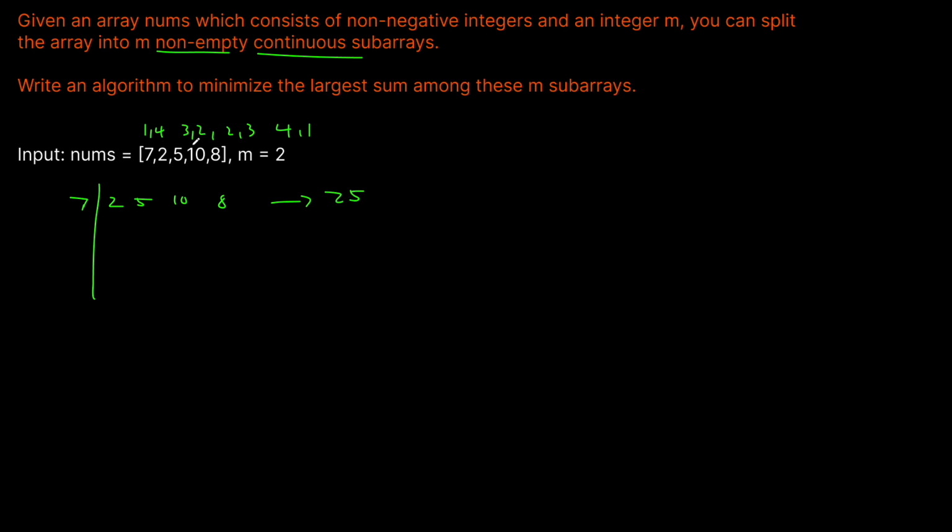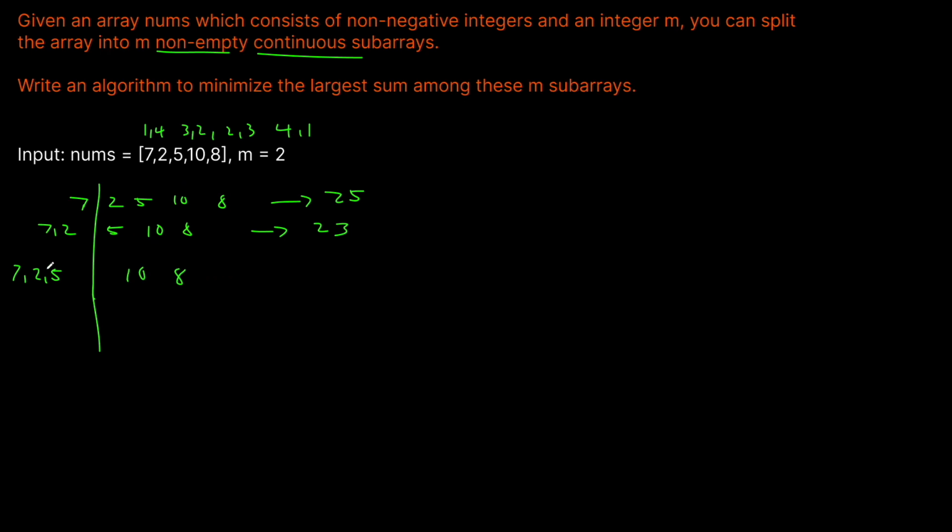What about, okay, we're going to go 2 and 3 now. So we're going to go 7, 2, and the rest would be 5, 10, 8. So obviously this side is bigger because this is 18 plus 5. So this is 23, the largest sum among the two subarrays. And now let's go 3 and 2. So we go 7, 2, 5. And the other side would be 10 and 8.